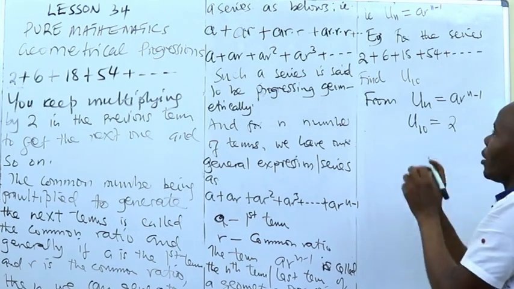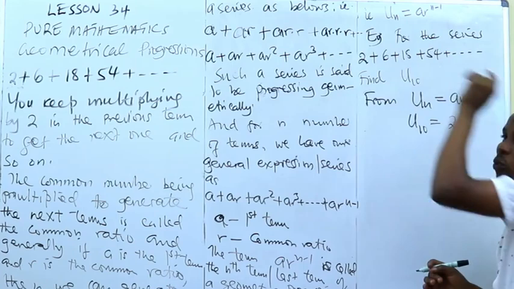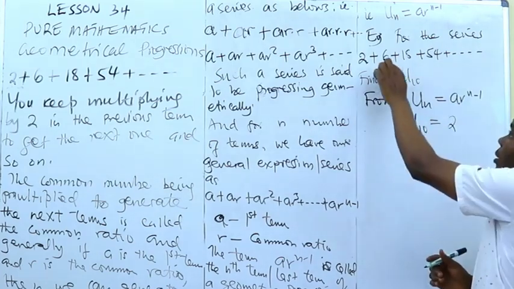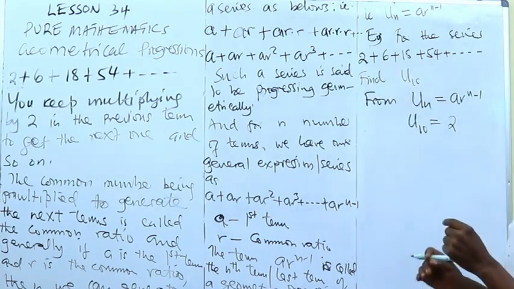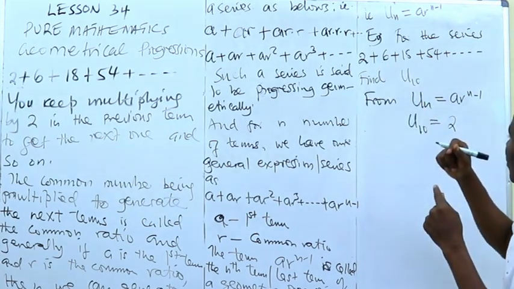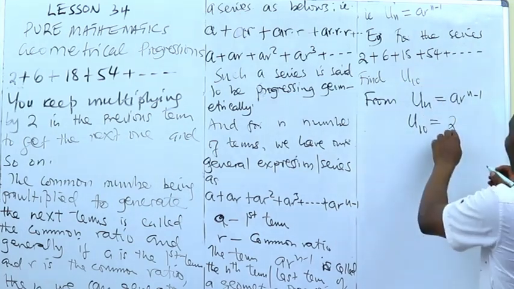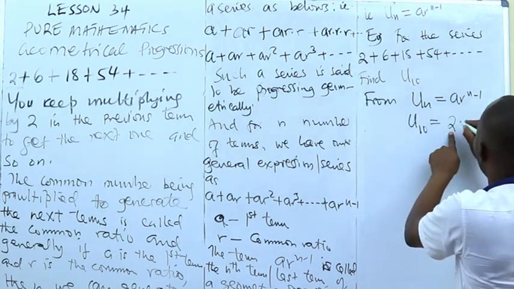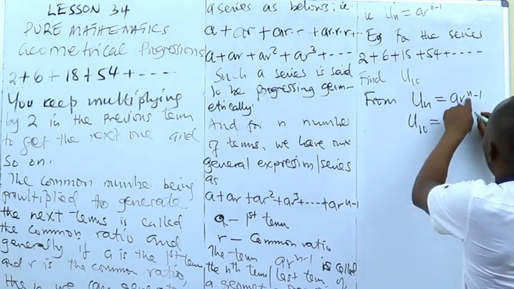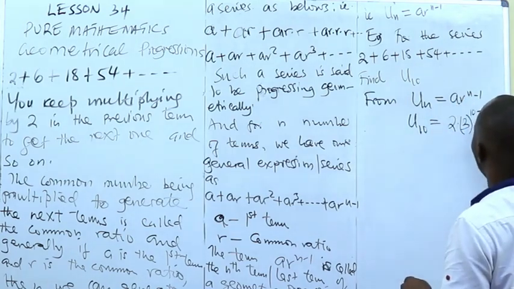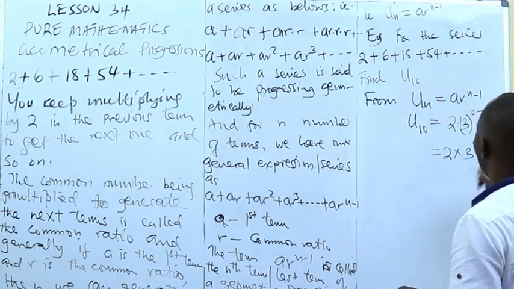Now R, how do you get R? You take two subsequent terms and divide one by the other. You get 6 divided by 2. It can be 18 divided by 6. They will both generate a 3. It can be 54 divided by 18; you still get a 3. So the first term A is 2, our common ratio is 3, and to the power n, which is 10 minus 1. So you have 2 times 3 to the power 9.